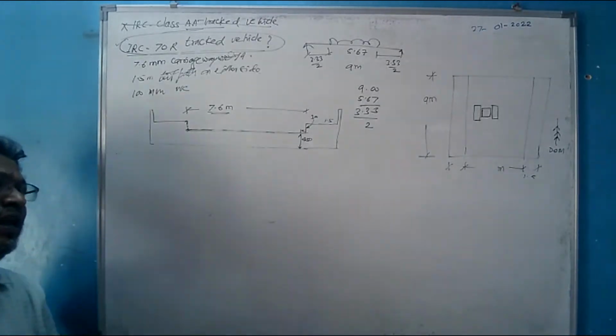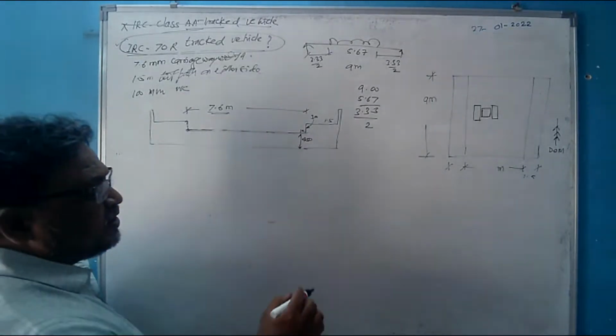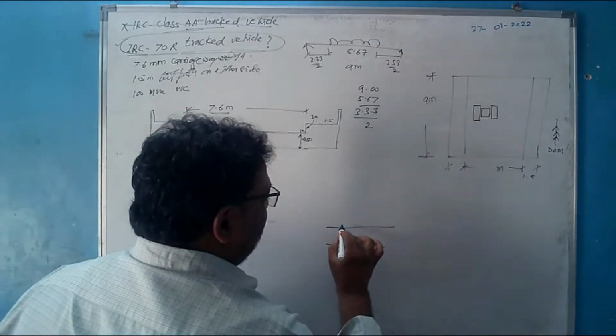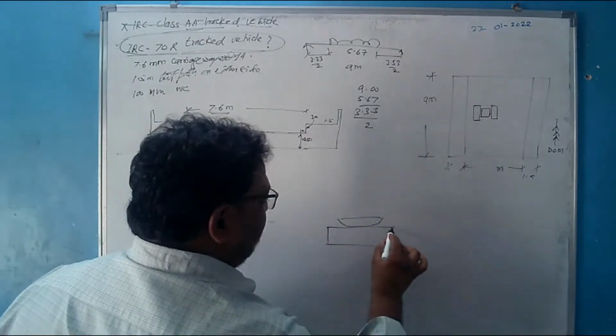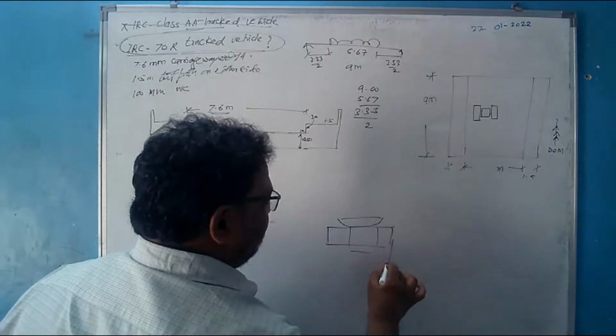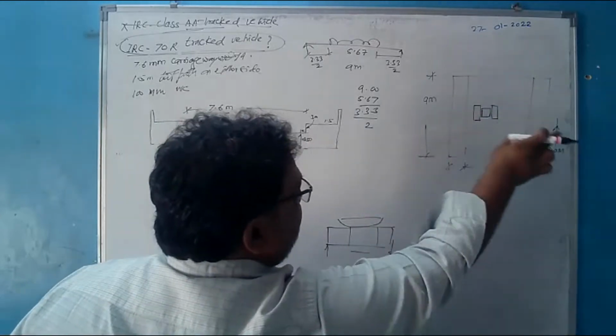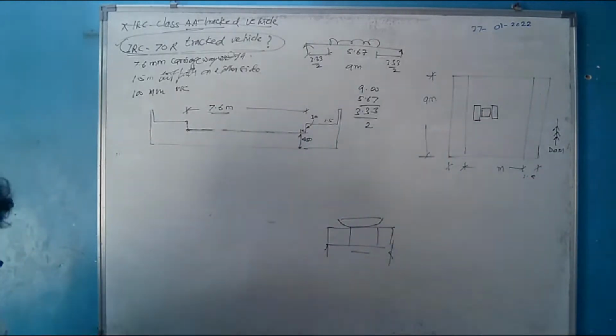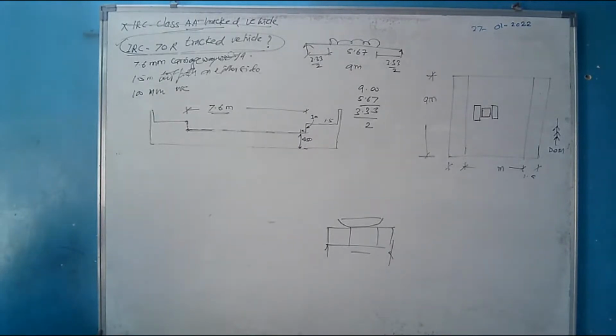Now where is the vehicle to be kept? The vehicle was kept centrally along the span. Along the span we had kept it centrally, at the center. Now across, how do I have to keep it? How to keep it across? Please refer IRC 6. What is mentioned here? Please read.